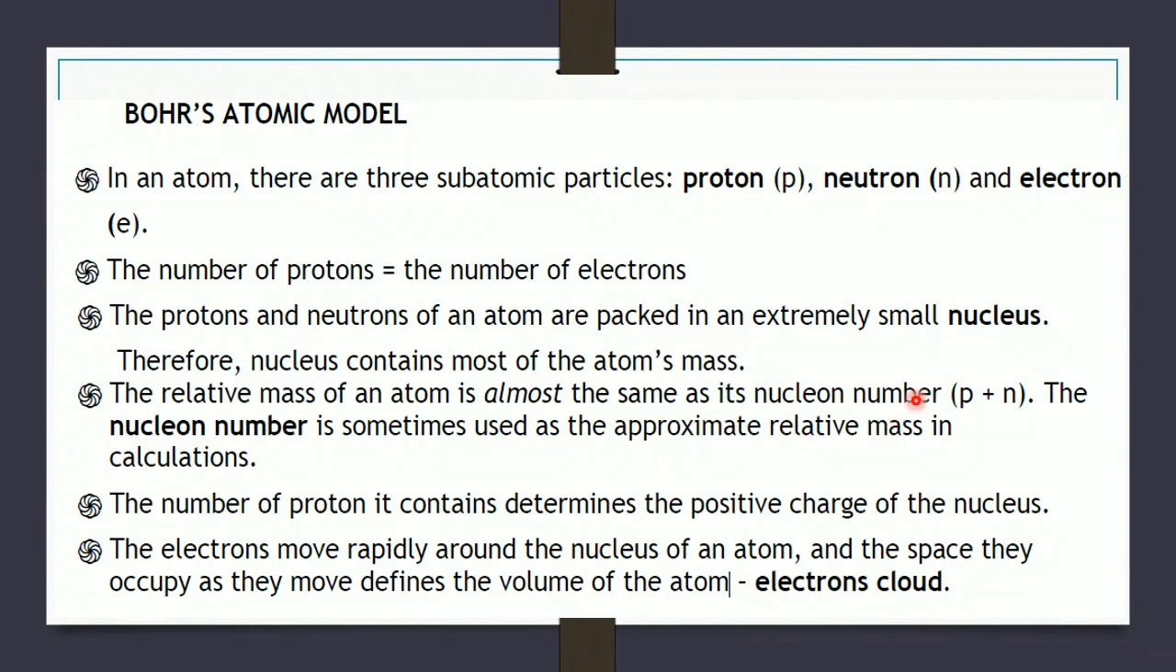Nucleon number is the total of protons plus neutrons. The nucleon number is sometimes used as an approximate relative mass in calculations. And the number of protons in an atom will determine the positive charge of the nucleus. Electrons move rapidly around the nucleus of an atom, and the space they occupy as they move defines the volume of the atom, which is called the electron cloud.